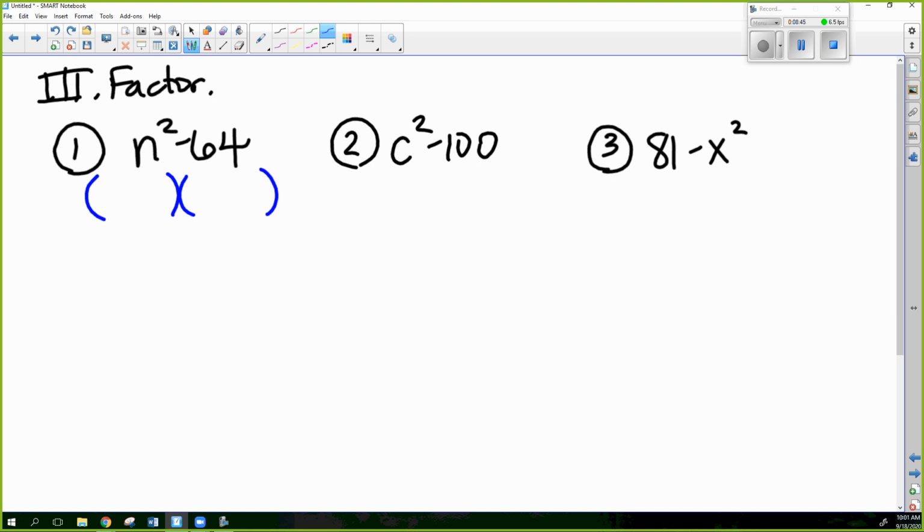All right, how do you break up n squared? What do you put in the front of each? N, right? So for letters, you really just cut them in half. All right, but 64 came from what times itself? 8, okay? And if you can't remember your perfect squares, just use your calculator to take the square root of 64. Now, the only way to make it a negative 64 is for one of these 8's to be positive and the other one to be negative. That's also the only way to FOIL them back together and not get a middle term. Okay? All right, how about the second one?